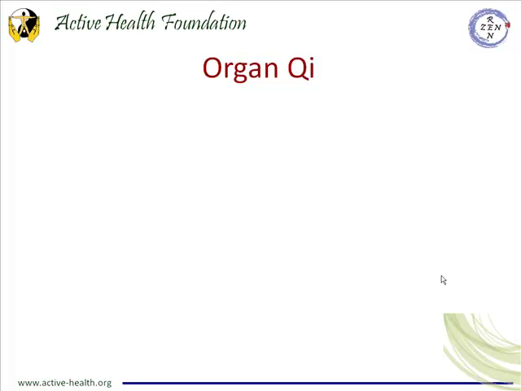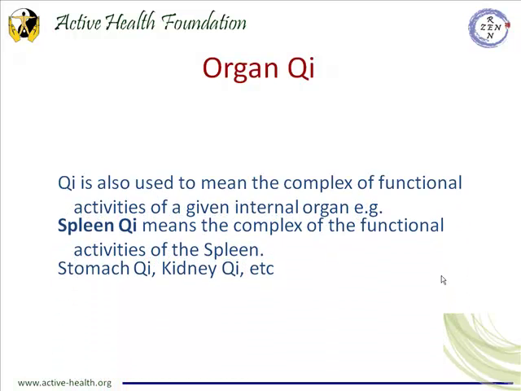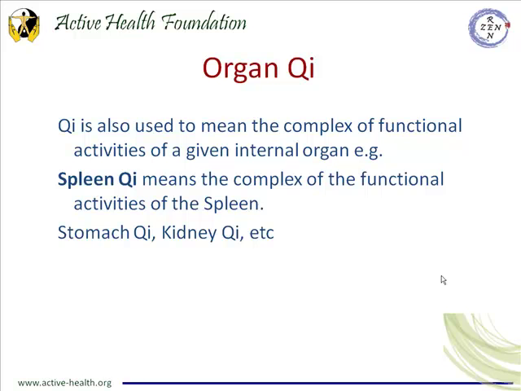We also have organ qi, and this is also used to mean the complex of functional activities of a given internal organ. For example, spleen qi means the complex of the functional activities of the spleen, which we'll come to later on in the course. Stomach qi, kidney qi, liver qi, heart qi, and lung qi. These would all be types of qi related to their organs.